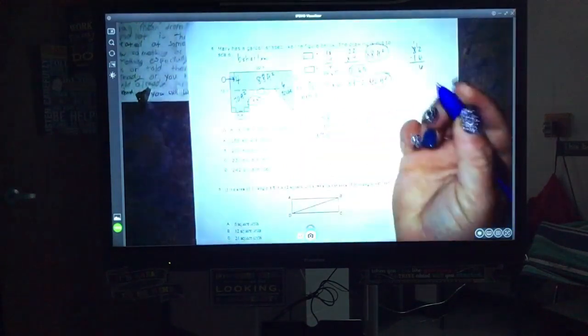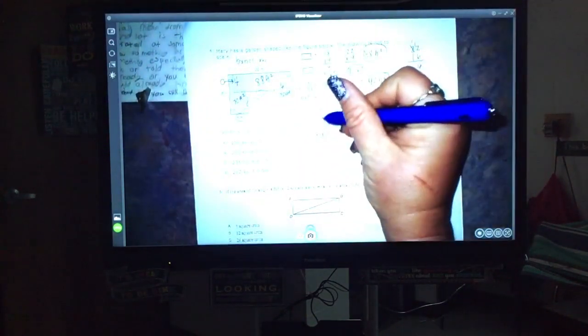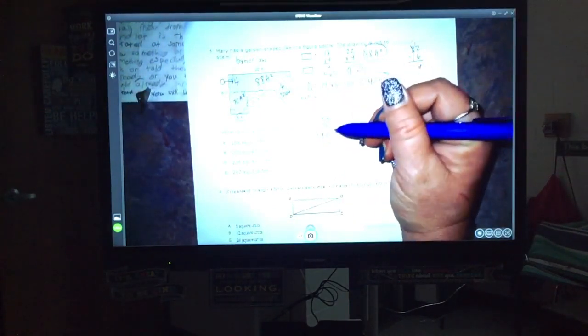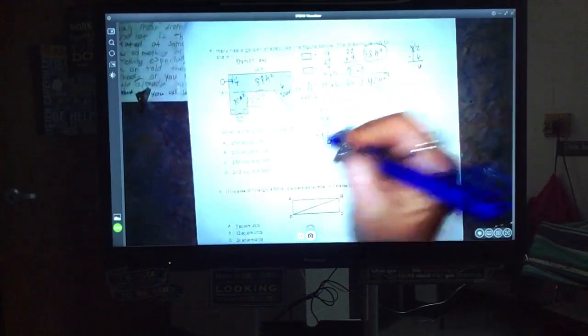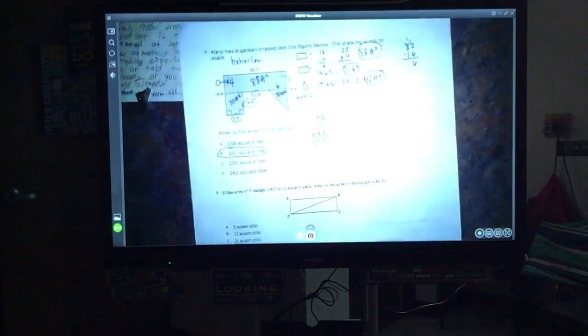All right, so what is 8 plus 2? 10. You guys can just call it out. What is 8 plus 7? 15. Plus 4? 19. Plus 1? 20. So my answer to this question is 200 square feet.